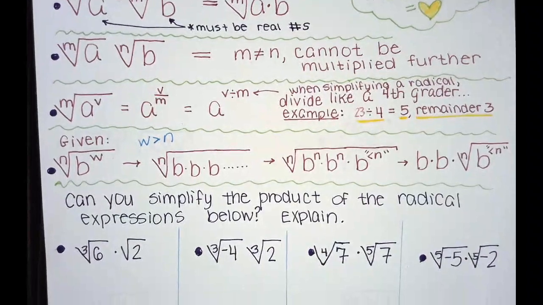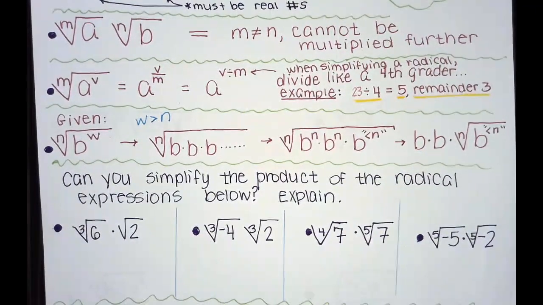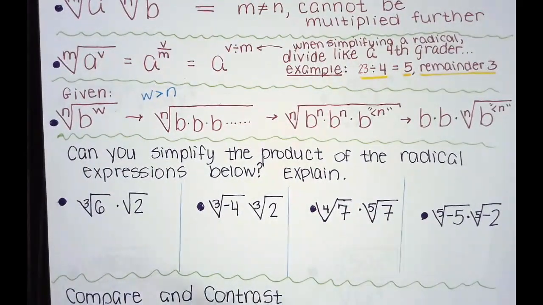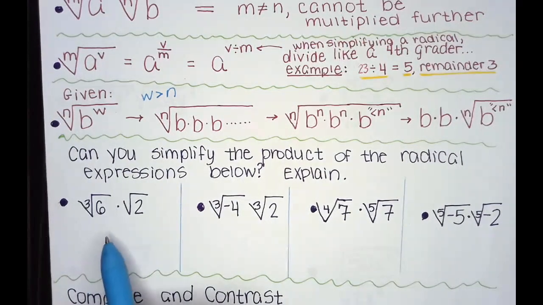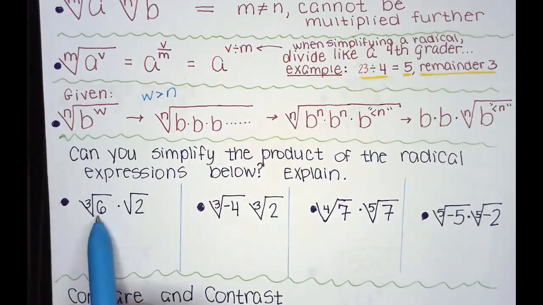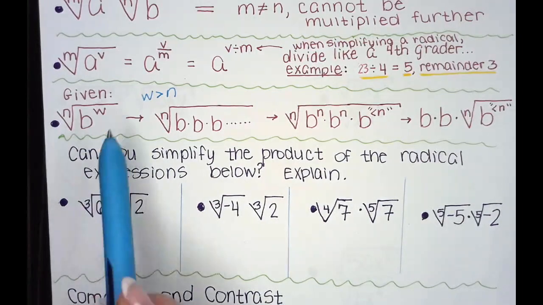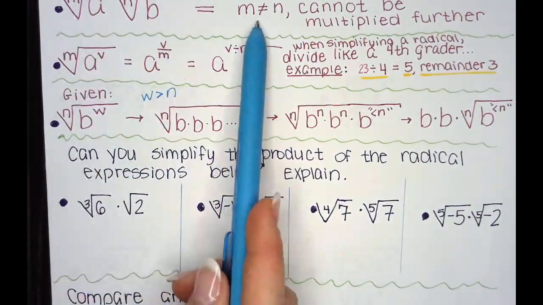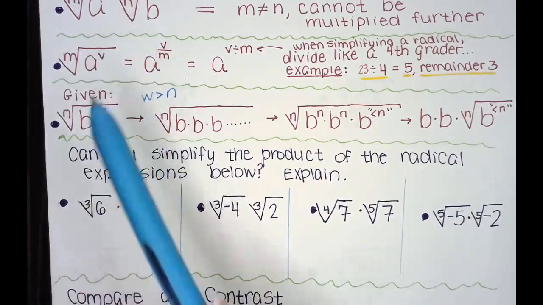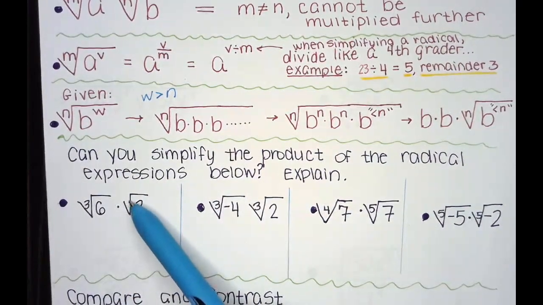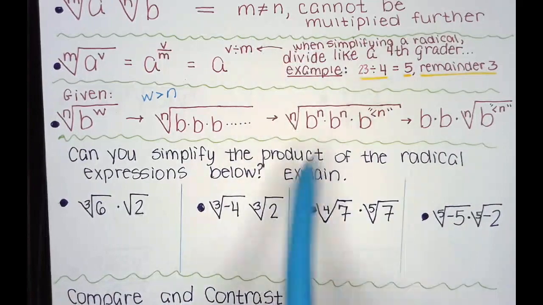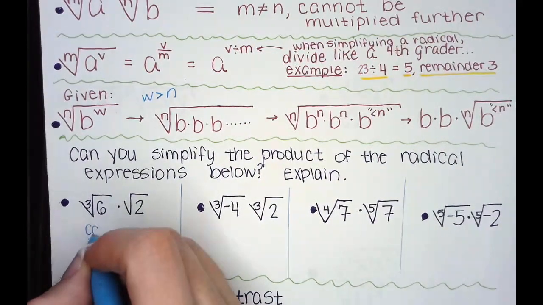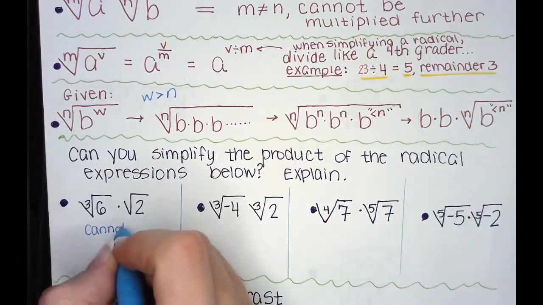Can you simplify the product of the radical expressions below? Explain. Now, I'm not necessarily going to explain on the paper, but I will explain out loud. So here we have a cube root of 6, and here I have a square root of 2. So this is really the second bullet, okay? I have that m and n are not equal. My index and my index, they're not the same. There is an invisible 2, so we cannot multiply further, okay? Cannot be multiplied any further.